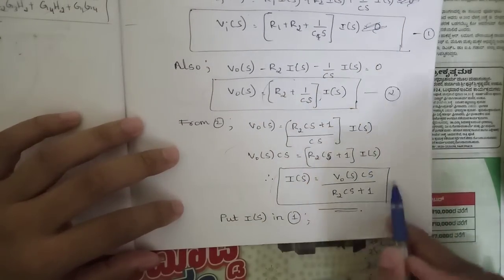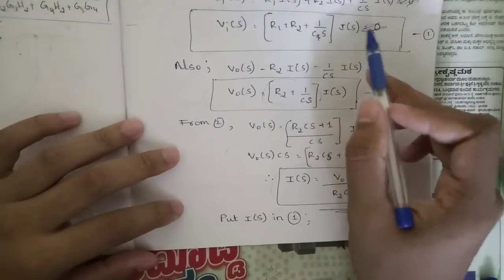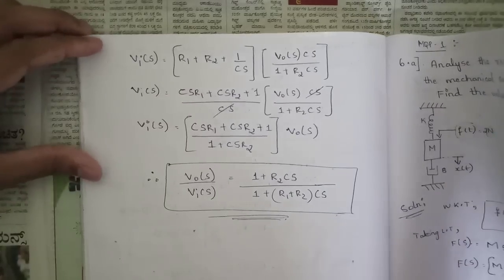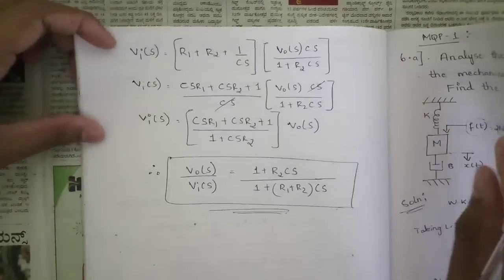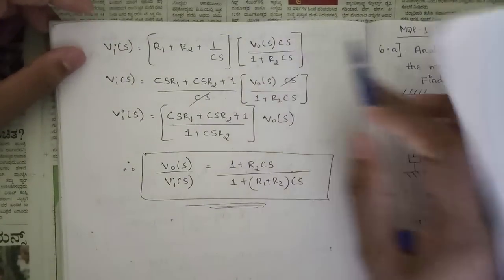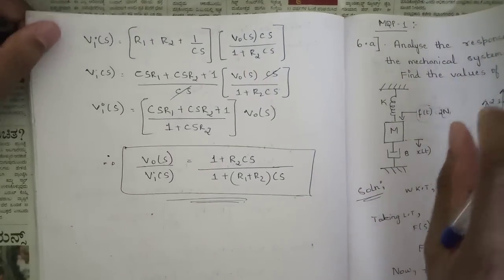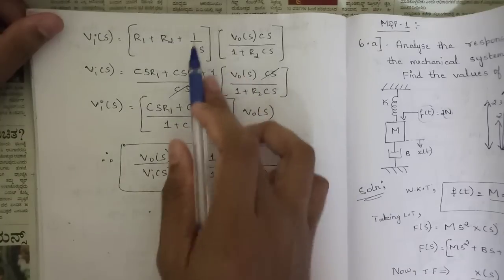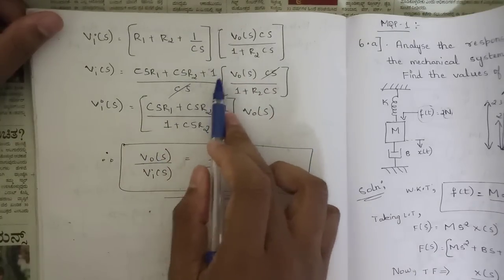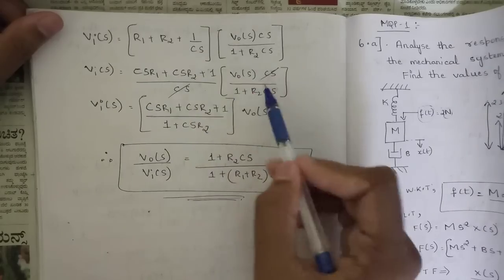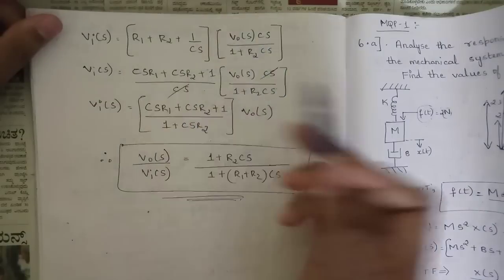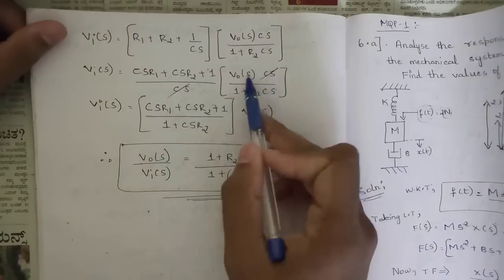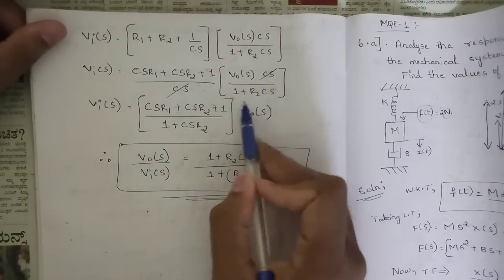Now we should put this value of I of S back in equation 1. So Vi of S is equal to R1 plus R2 plus 1 by Cs into, in place of I of S, V naught of S into Cs divided by 1 plus R2 Cs. Taking the LCM, Vi of S is CsR1 plus CsR2 plus 1 divided by Cs into the same thing, so we can cancel this Cs. After cancelling, Vi of S is equal to CsR1 plus CsR2 plus 1 into V naught of S divided by 1 plus CsR2.